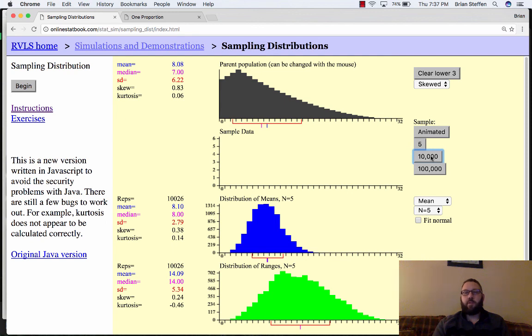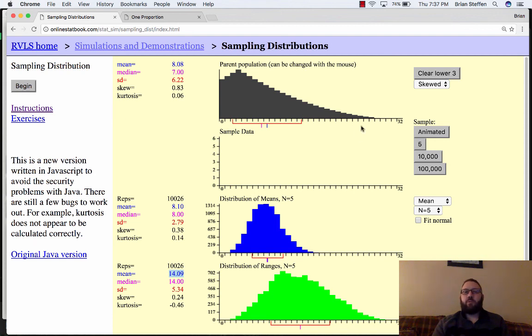Let's just skip to the good. All right. Here, the average of the means is 8.10, which is awfully close to the average of my entire population. So the average down here, the average range is 14. And if I look up what is the range of this data set, I go from 0 up to about 30.